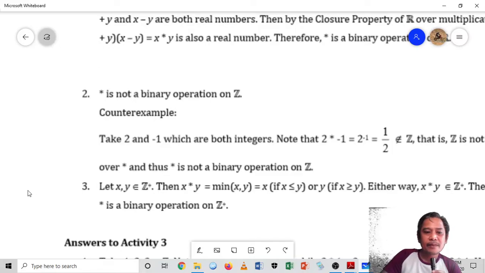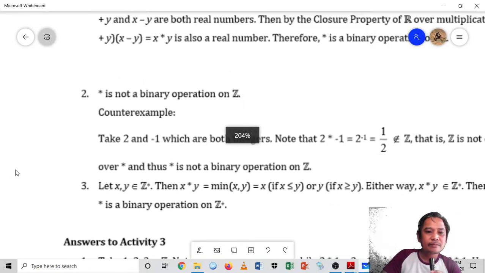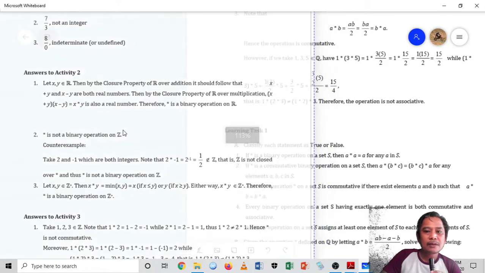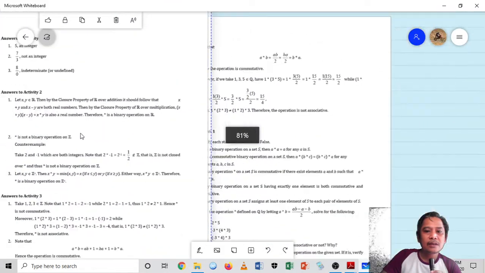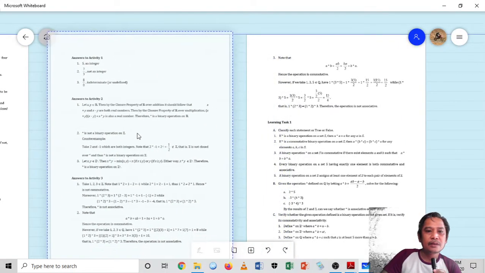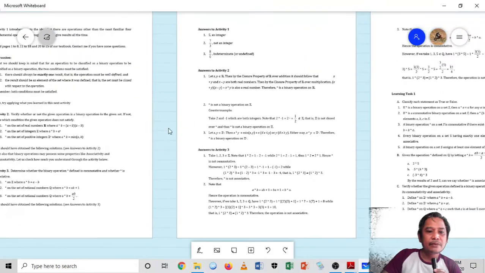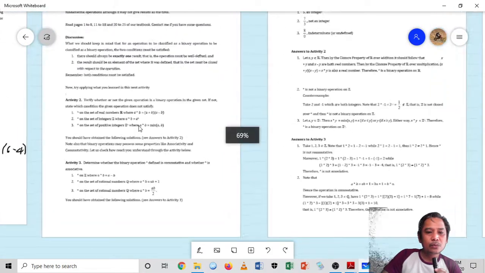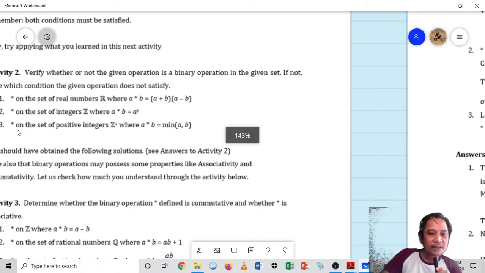Okay? Number 3. Let's go back to our page. Number 3, activity 2. Asterisk on the set of positive integers Z plus where A operation B is the minimum between A and B, meaning whichever is smaller between A and B, that would be the answer of A operation B.